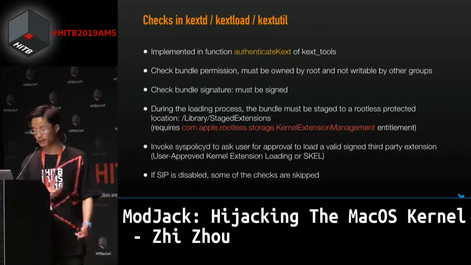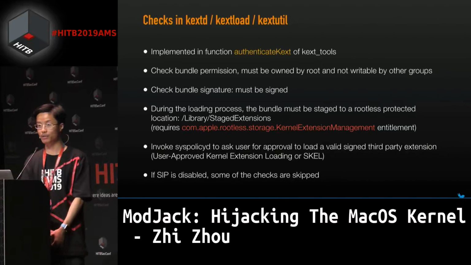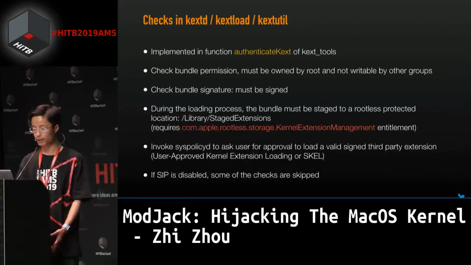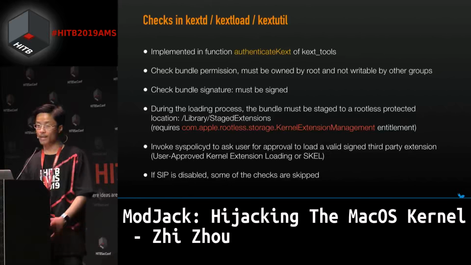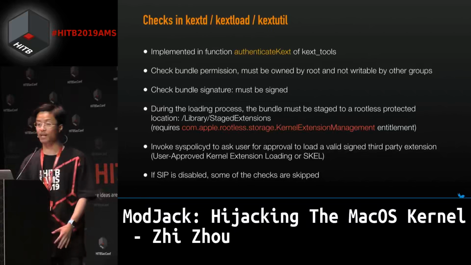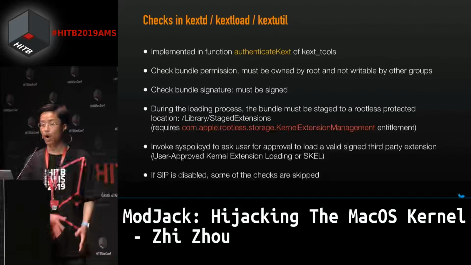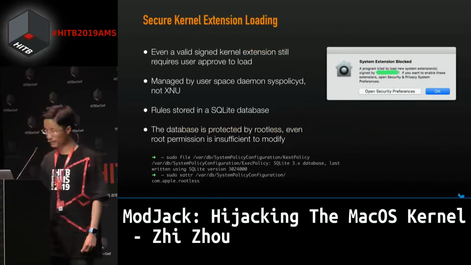And this is what the other entitlement is for. Then it will invoke some inter-process communication with syspolicyd to ask the user for approval to load the extension. This is the user-approved kernel extension loading, the so-called UAKEL. And the most important point is that if you have disabled SIP, all these checks will be skipped, except the file permission one.